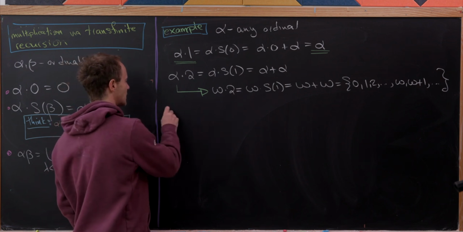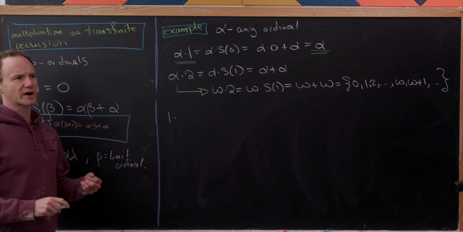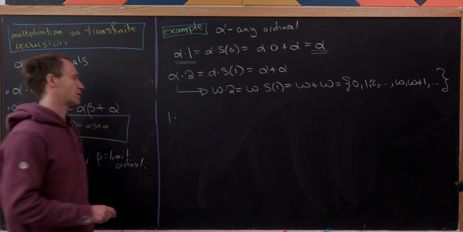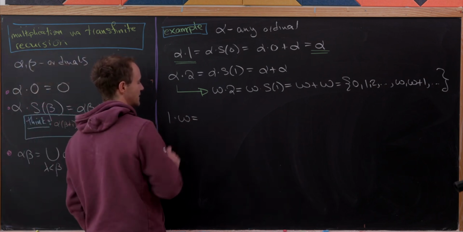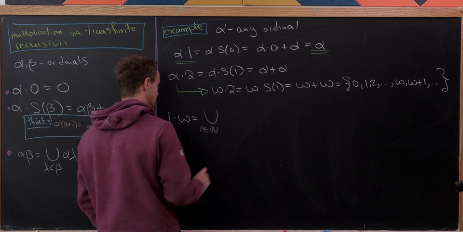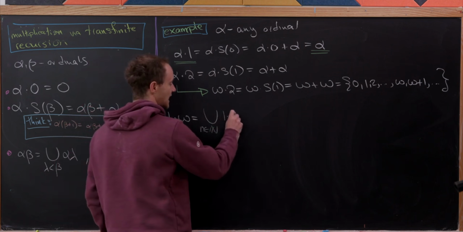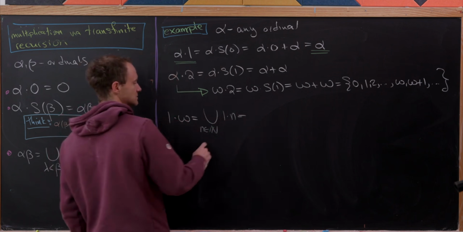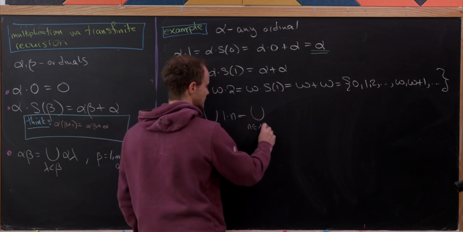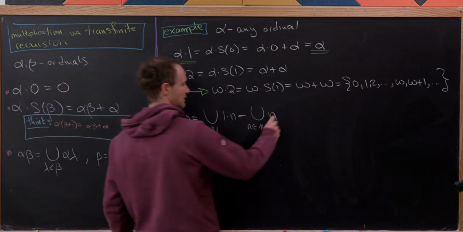So let's perhaps start with 1 times, and let's make sure that we're working with a limit ordinal here. Since it's the simplest to work with, let's work with omega. So 1 times omega is going to be equal to the union over all n in the natural numbers, just specializing this to the case of omega, of 1 times n. Okay, so that's going to be equal to the union over all natural numbers of the natural number n. But let's write this out.